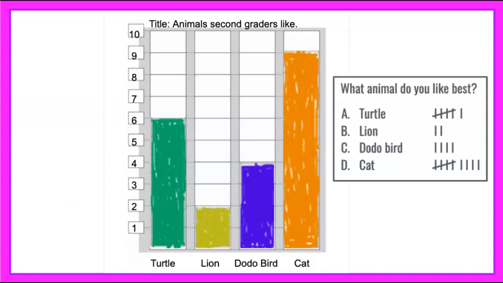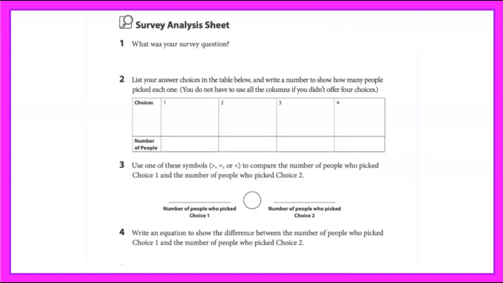So now that I've entered all my data into my graph, I can start to answer some questions about my data. It's really important to understand what we're looking at. So let's have a look at the questions we're going to answer. Now you'll have 2 pages in Seesaw. Remember to go to your second page to fill in these answers. Let's have a look at number 1.